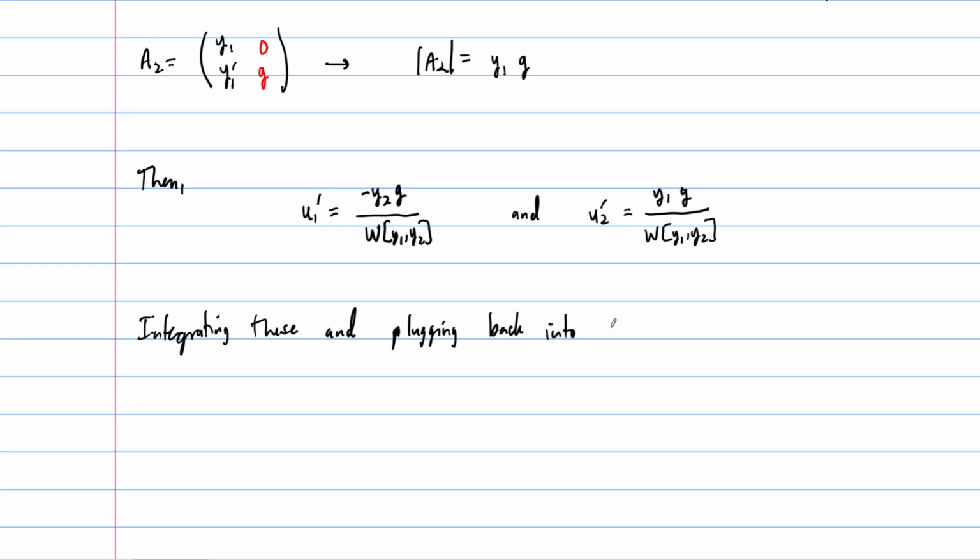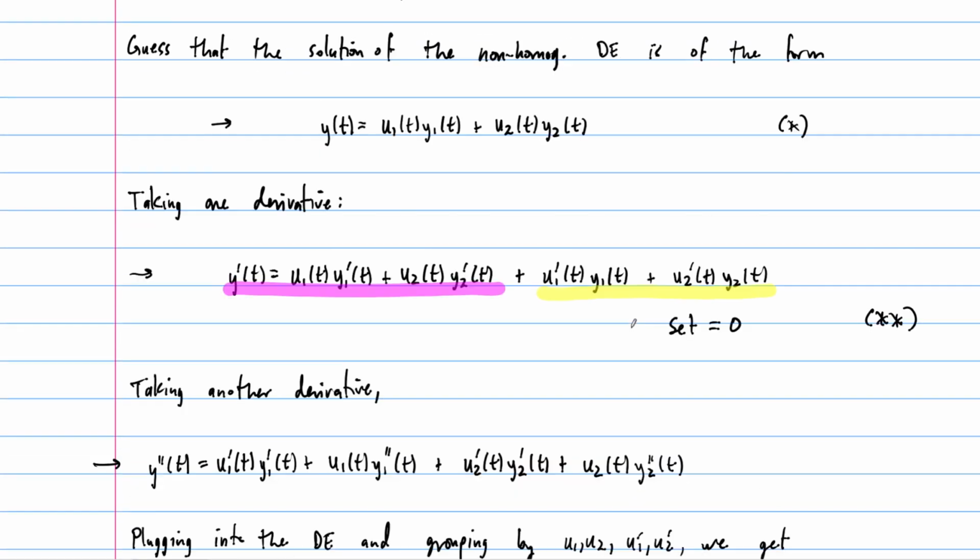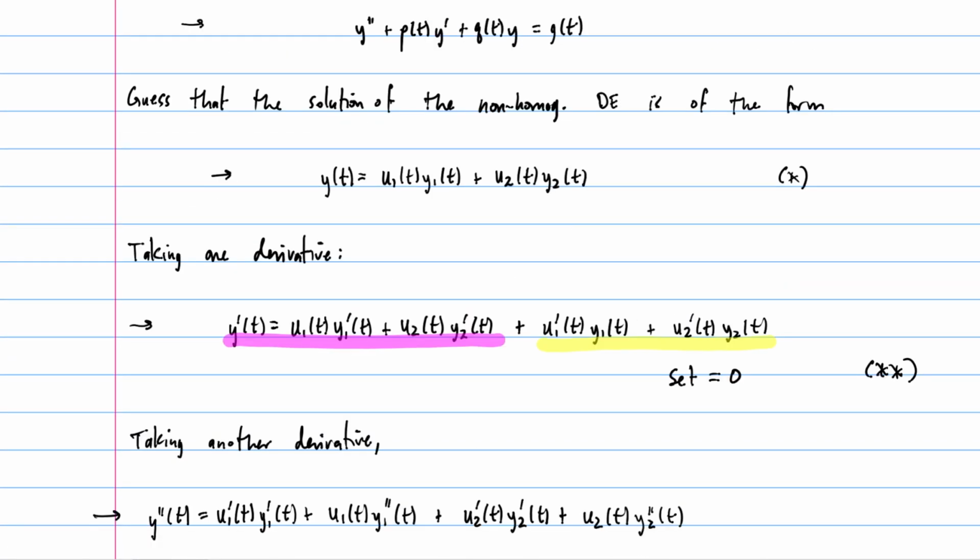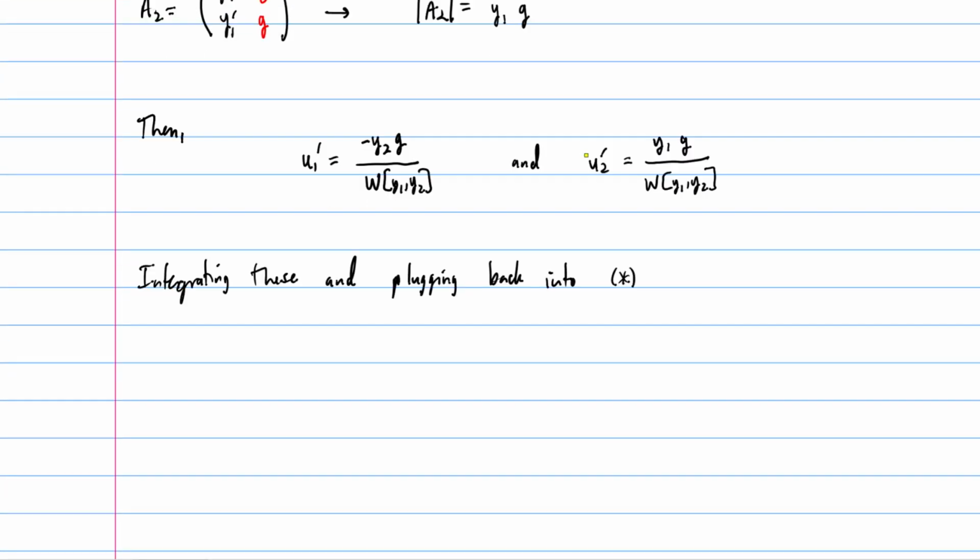So we're going to plug this into 1 star. Remember, 1 star way back here was just the original guess, right? So we plug in our u1 and our u2 to 1 star. Then what we obtain is the following equation for the solution of this non-homogeneous differential equation.